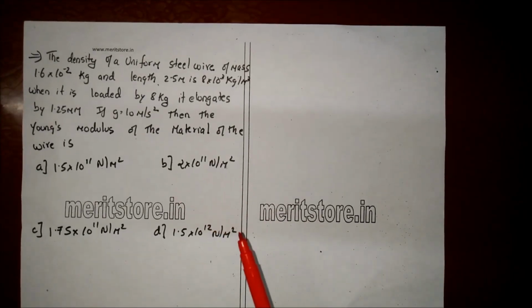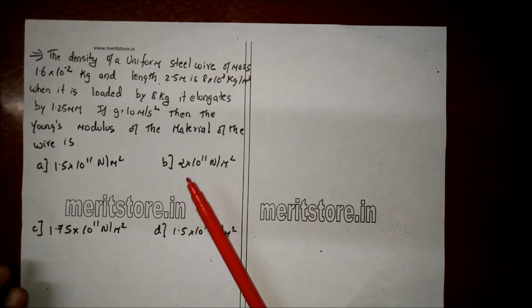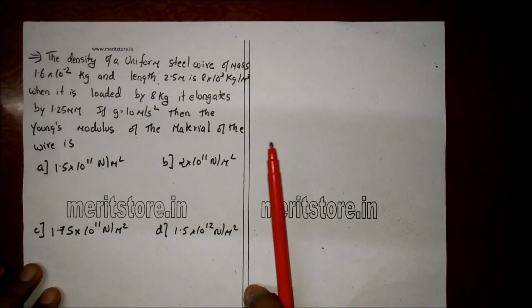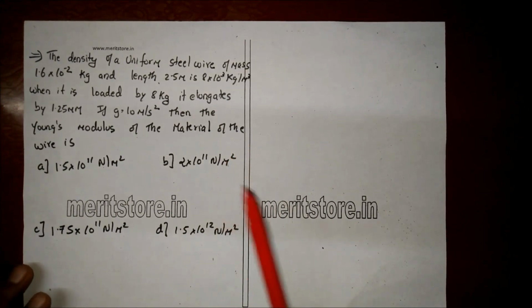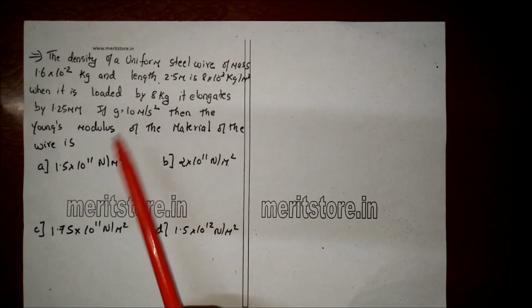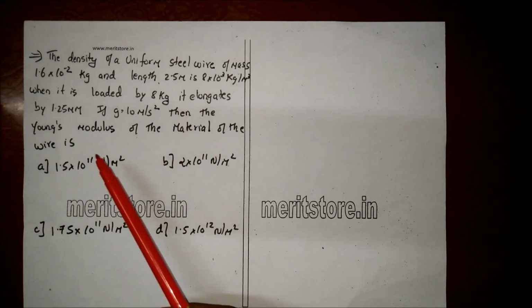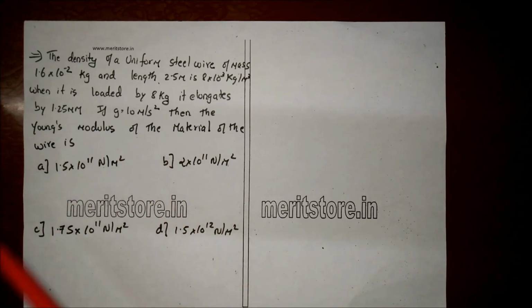Density of a uniform steel wire of mass 1.6 into 10 raised to minus 2 kg and length 2.5 meter is 8 into 10 raised to 3 kg per meter cube. When it is loaded by 8 kg, it elongates by 1.25 millimeters. If g is equal to 10 meter per second square, then the Young's modulus of the material of the wire is, here are the options.